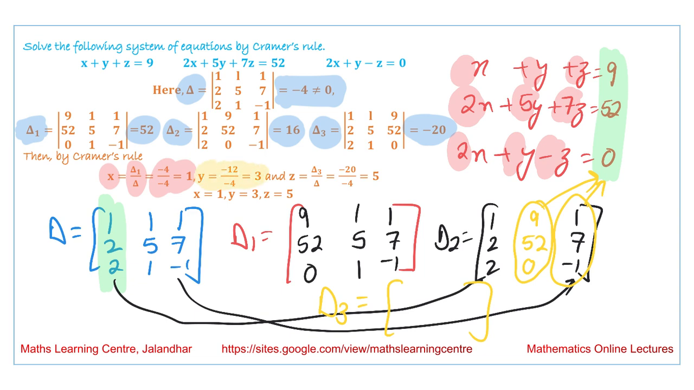The value of y is delta 2 by delta. The answer is 3. And the value of z is minus 20 by minus 4. The answer is 5. So the final answers we have are x is equal to 1, y is equal to 3 and z is equal to 5. So we have just substituted the values in Cramer's rule and we obtain this answer.